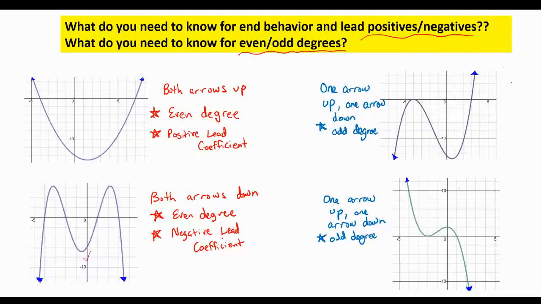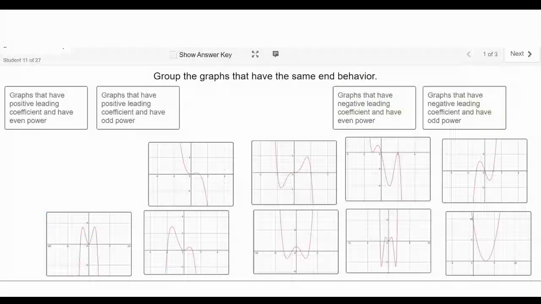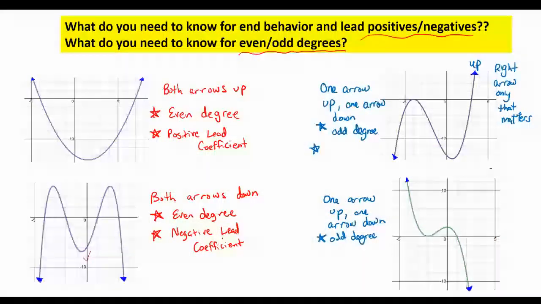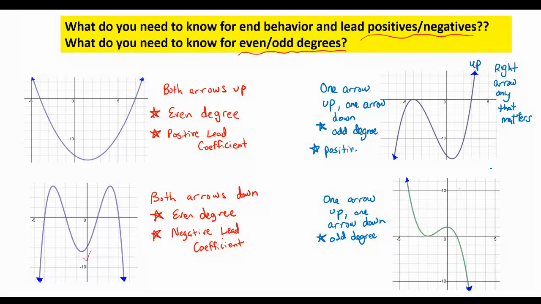Now, what makes it so that you know whether you have a positive or negative lead coefficient? For the ones on the left, both arrows up is positive, both arrows down is negative. In this case, it's the right arrow only that matters. So you look to the right arrow. This right arrow points up, so this would have a positive lead coefficient. And you just ignore the other arrow.